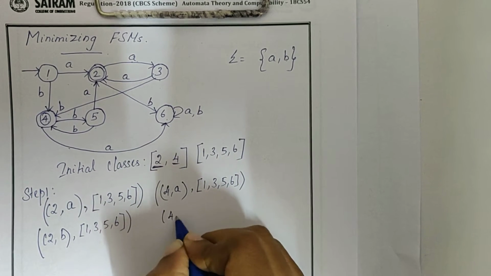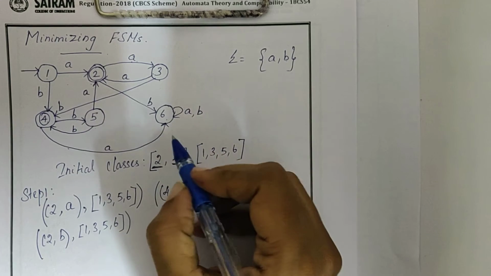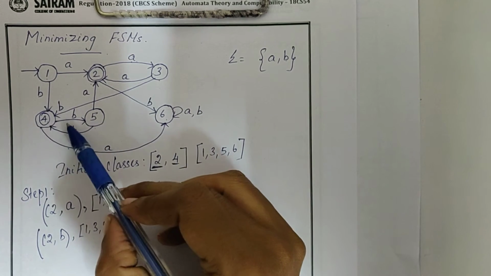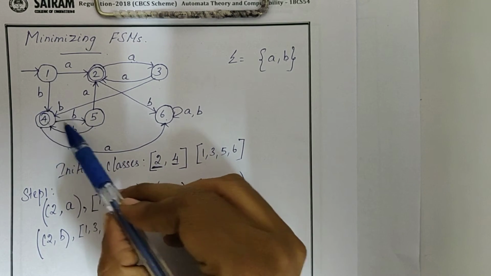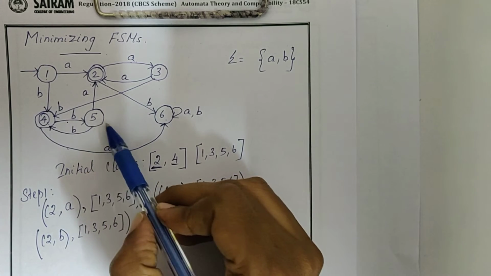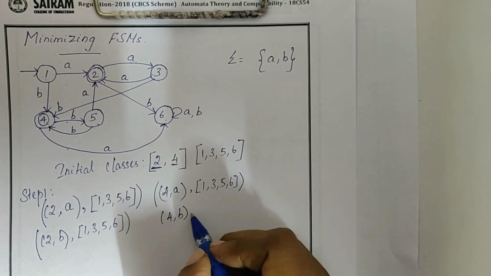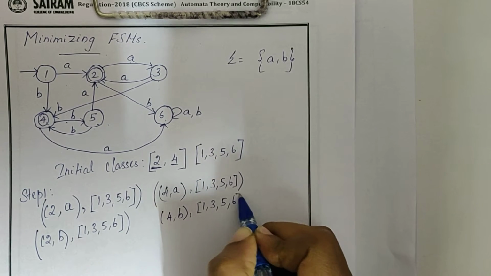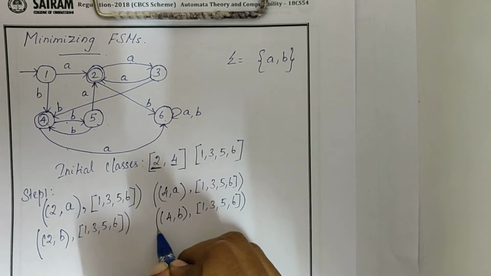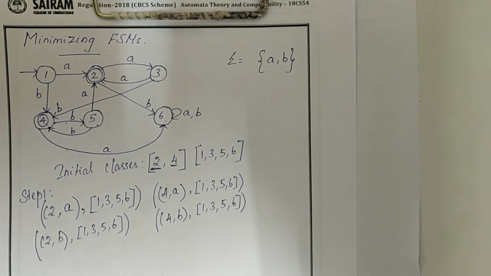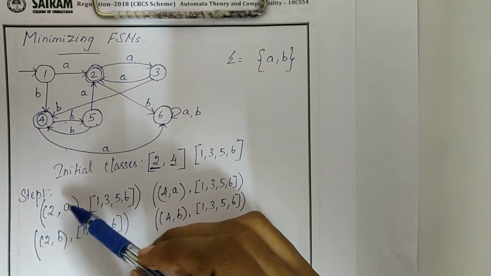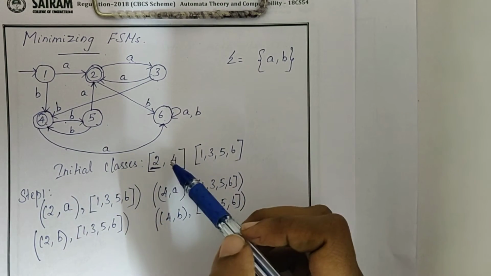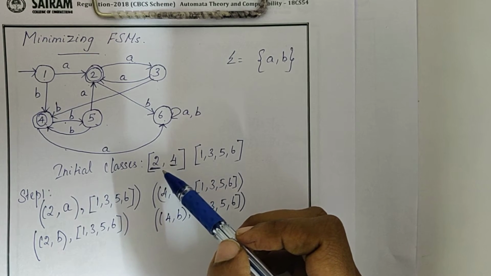Next, 4 comma B. 4 is taking B input and it is moving to 5. This is the class, 1, 3, 5, 6. Correct. Now you check, this 2 and 4 belongs to the same class.